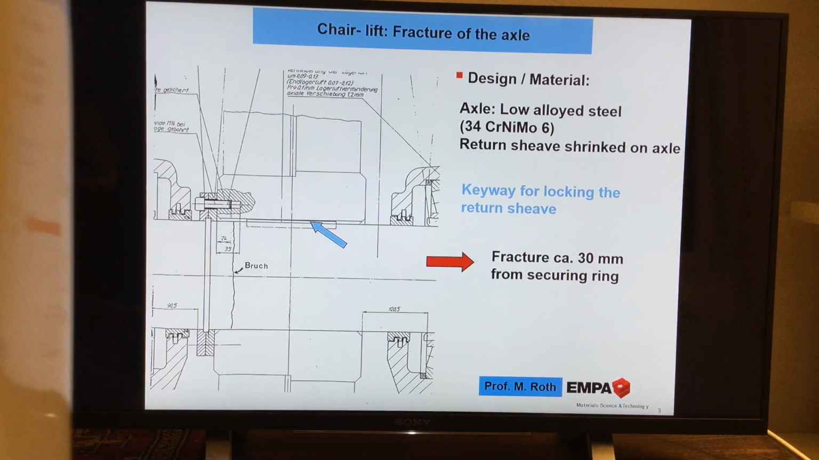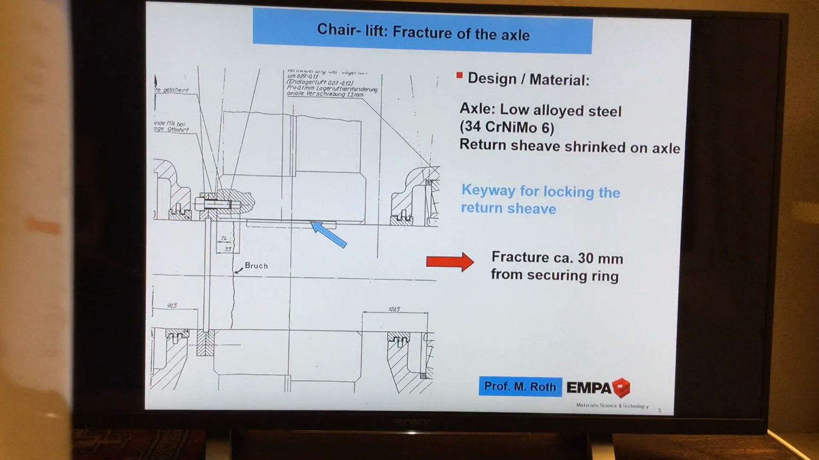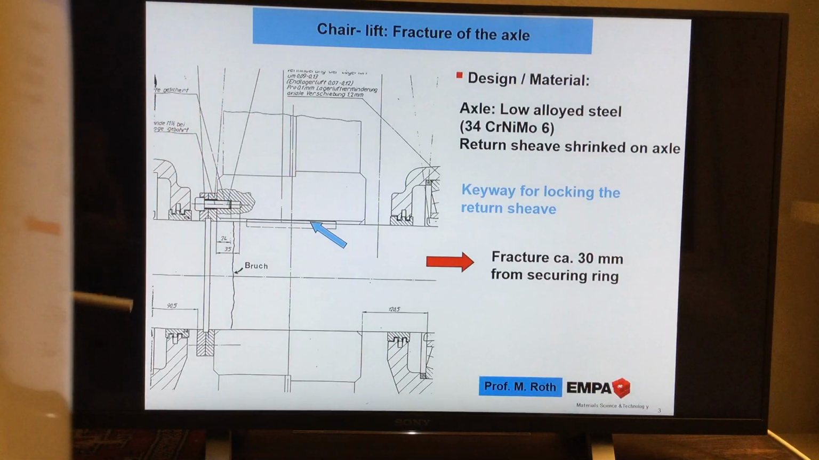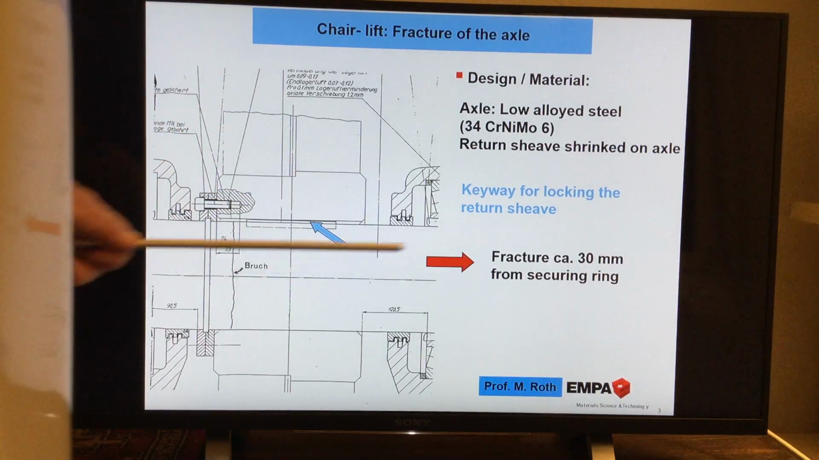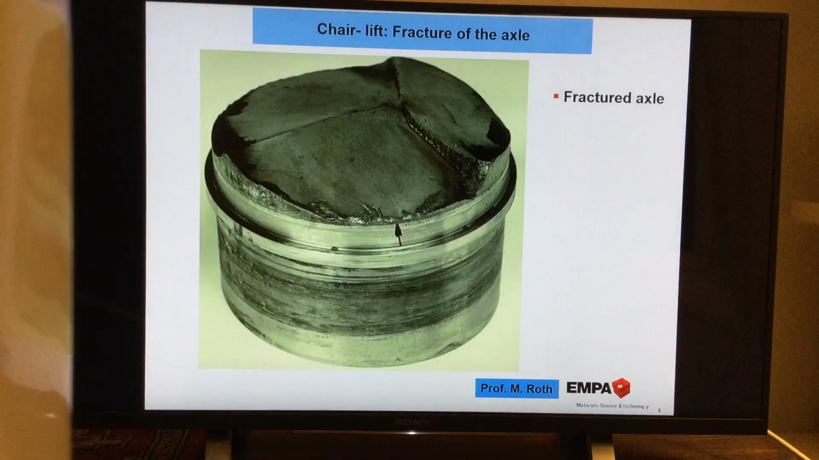Okay, now it's clear we have to investigate this, and this part here, which we see is fractured, was carefully removed and brought to our laboratory. Of course, it was then cut here, and this part we will investigate very carefully. And this part was still stuck. So again, this is for investigation, and in the next slide we have a look at it.